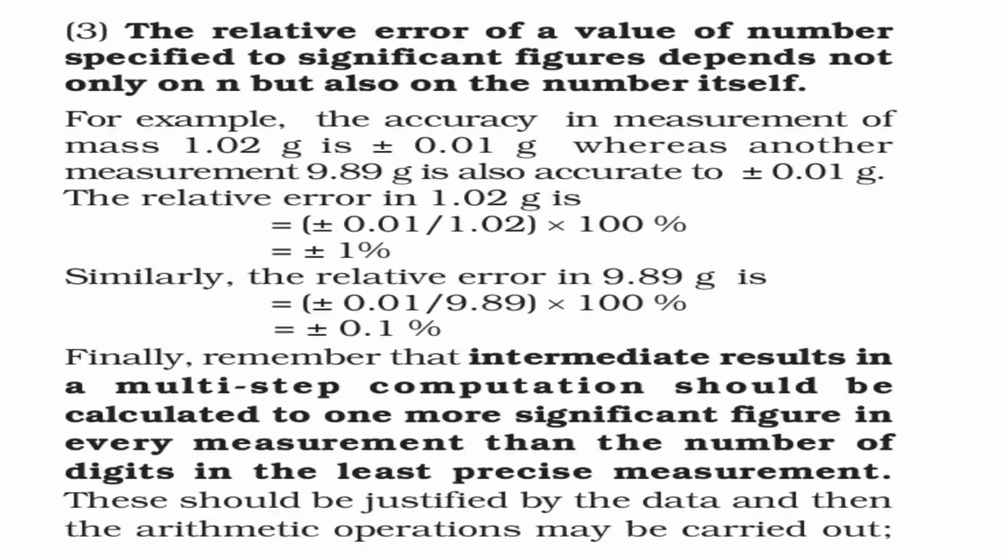Another most important point is that the relative error of a value of a number specified to significant figures depends not only on n but also on the number itself. For example, the accuracy in measurement of mass 1.02 gram is plus minus 0.01 gram, whereas another measurement, 9.89 gram, is also accurate to plus minus 0.01 gram.